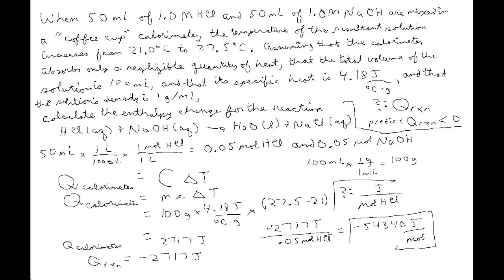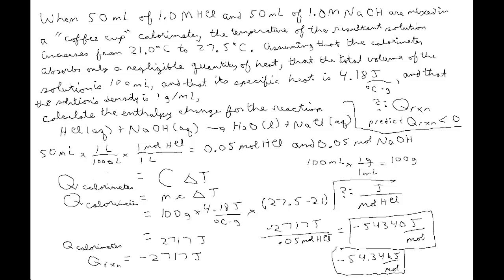So I think this would be the answer that they're going for. Maybe we should put that into kilojoules since this is a big number. It would be negative 54.34 kilojoules per 1 mole of HCl or NaOH.